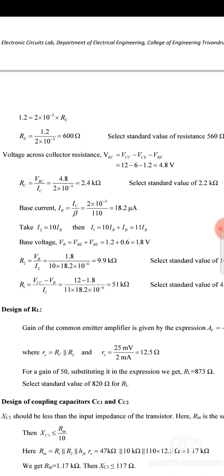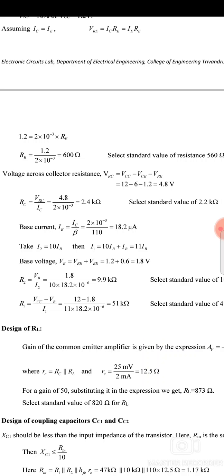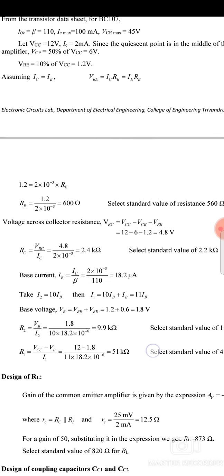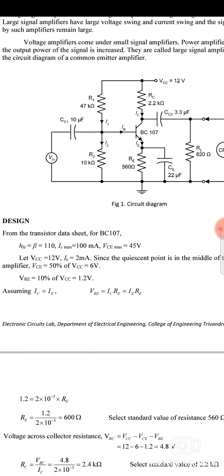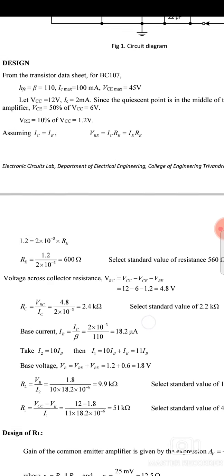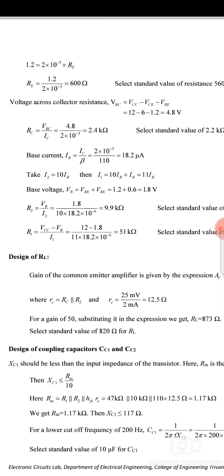From that, what is I1? I2 is the R2 resistor current, I1 is the R1 resistor current, right? At the mixed point, the base terminal current IB and the R2 current I2 together equal the R1 current I1. The sum of the R2 current and the base current is the I1 current. So I1 is equal to I2 plus IB, that is 10 IB plus IB, equal to 11 IB.